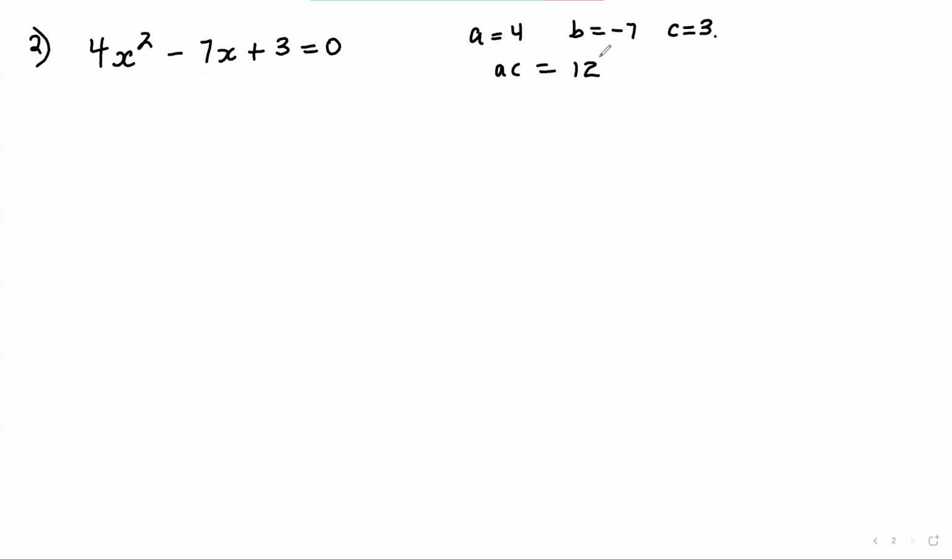And now remember, we were practicing listing the factors of AC in pairs so that it's just easier to choose which one will add or subtract to give me negative 7. So I'm going to list the factors of 12 in pairs. So the pairs will be 1 and 12, 2 and 6, and then 3 and 4. So which of these 3 pairs here could give me negative 7?